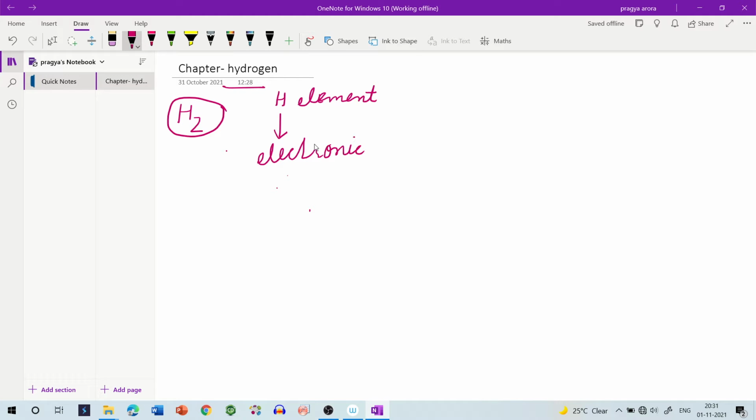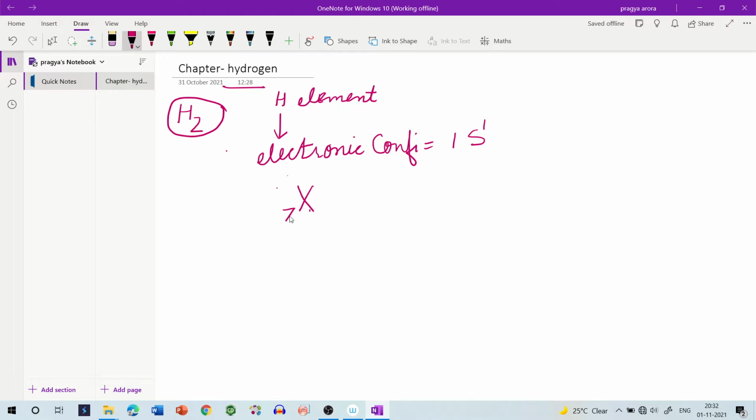Electronic configuration of hydrogen is 1s1. So when you represent any element, how do you represent it?